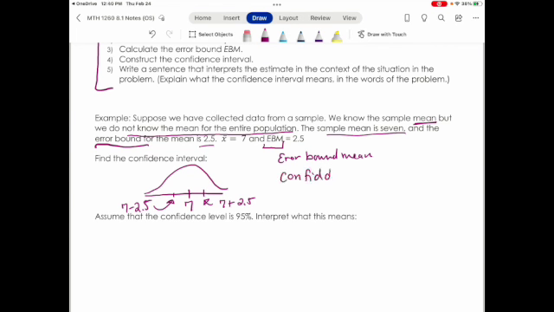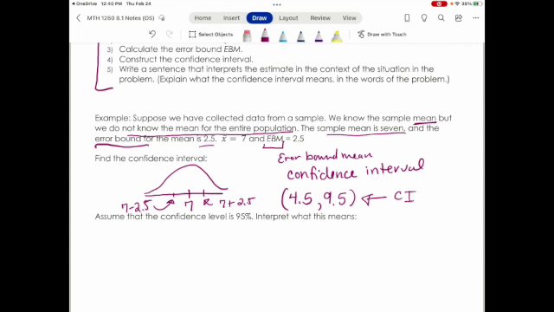So my confidence interval will be 4.5. That's what I get when I take 7 minus 2.5. And then my upper bound is going to be 9.5 because I take 7 and add 2.5, and we get 9.5. So this is my confidence interval, and sometimes you'll see it abbreviated CI.